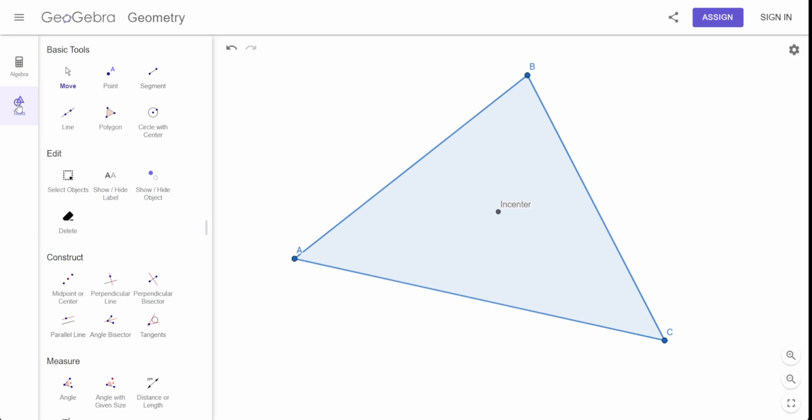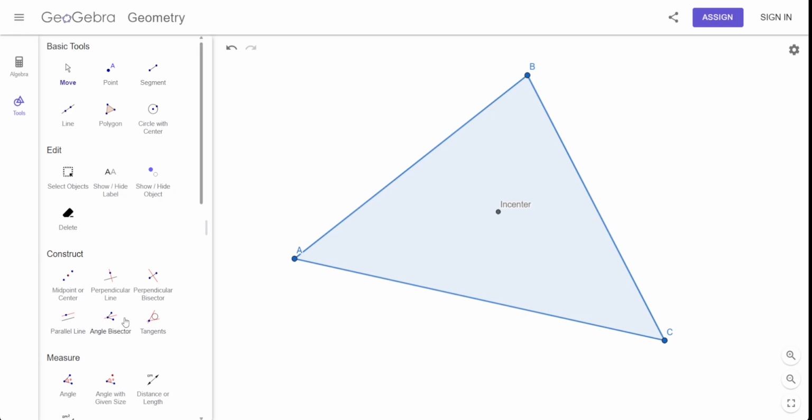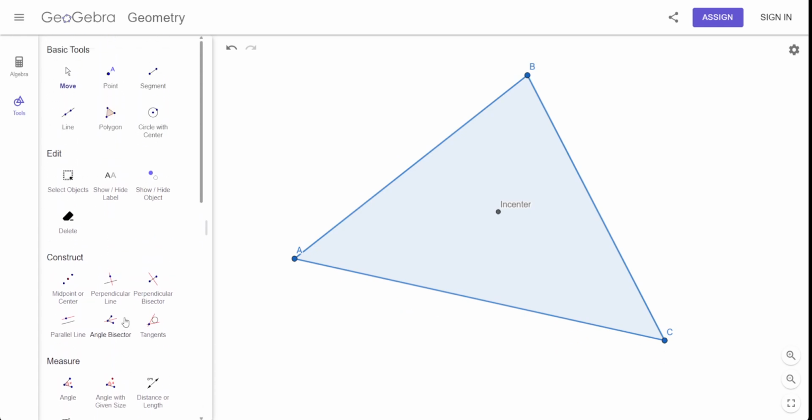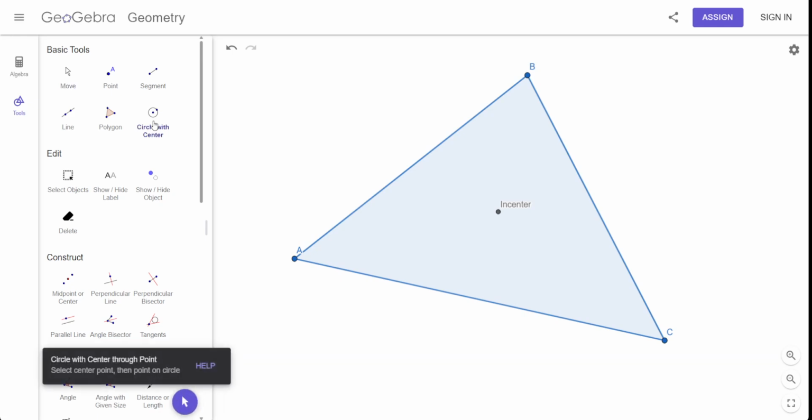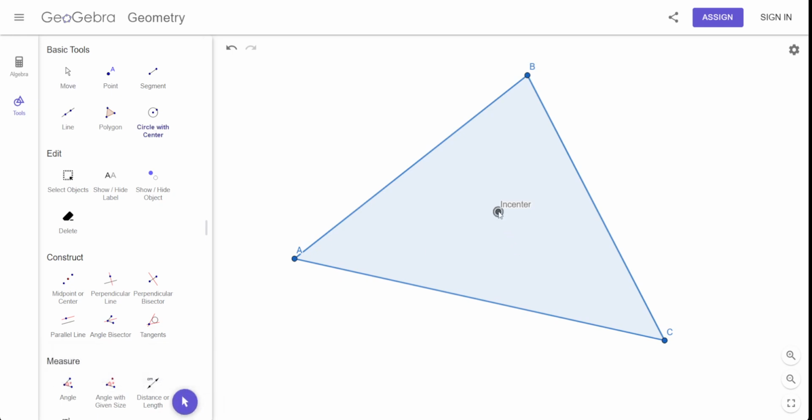Do you remember what we did with that circle and that circumcenter? That circle circumscribed, it went around the outside of the triangle, didn't it? Well, this is not a circumcenter, it's a what? It's an incenter. Where do you think the circle is going to be here? Inside. That's right. Remember what I used last time? Was it circle with a center? Then if I click on this, oh, there we go.